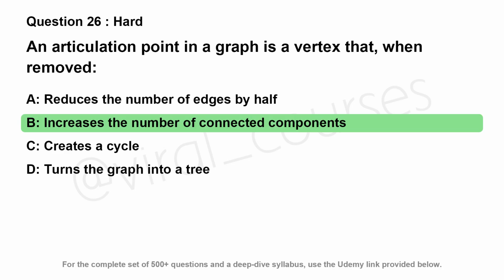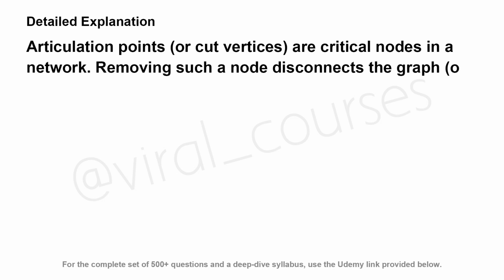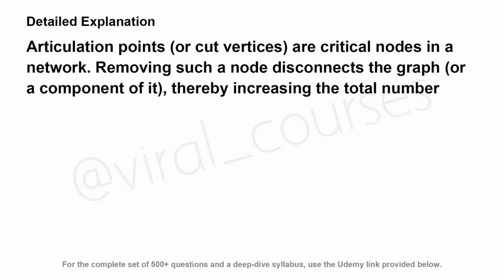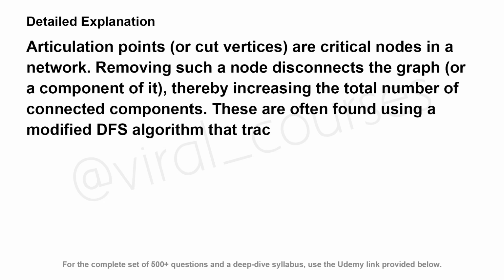The correct answer is B. Articulation points, or cut vertices, are critical nodes in a network. Removing such a node disconnects the graph, or a component of it, thereby increasing the total number of connected components. These are often found using a modified DFS algorithm that tracks discovery and low times.